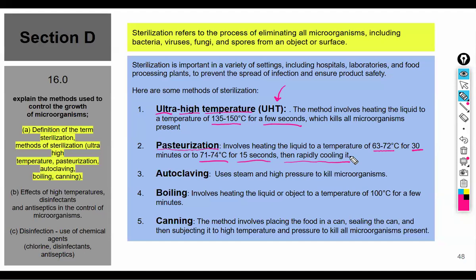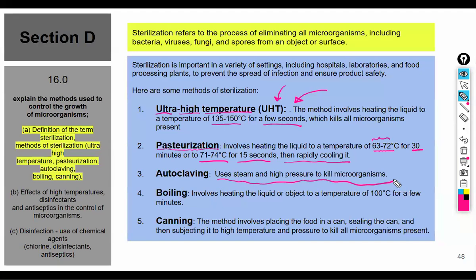So some companies will use the UHT method. Some of them will use the pasteurization method. Remember, bacteria cannot really survive above 60 degrees Celsius, right? So 63 is good enough to kill off the bacteria. It's just that some companies decide to go to a much higher temperature to be super, super safe, right? Autoclaving, right? It uses steam and high pressure to kill organisms.